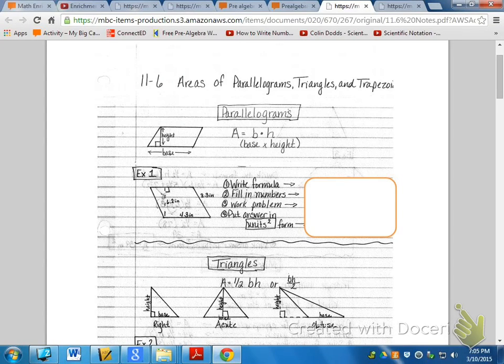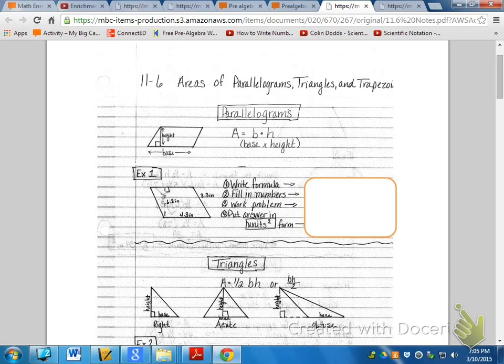This is lesson 11.6, areas of parallelograms, triangles, and trapezoids. We're going to start with a parallelogram. It's a pretty basic figure. The definition of a parallelogram is that opposite sides are parallel.